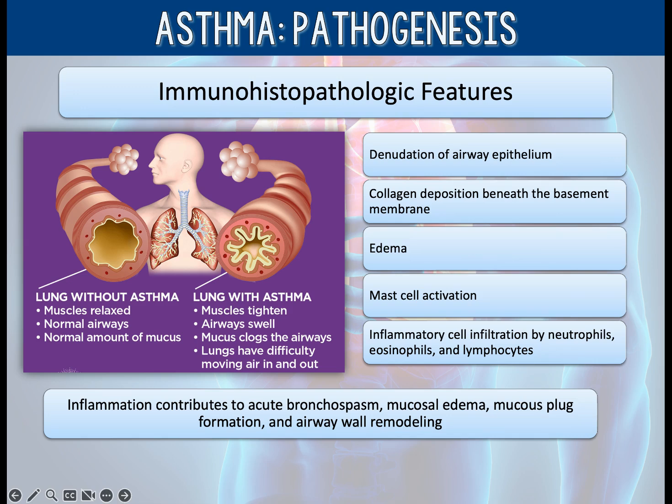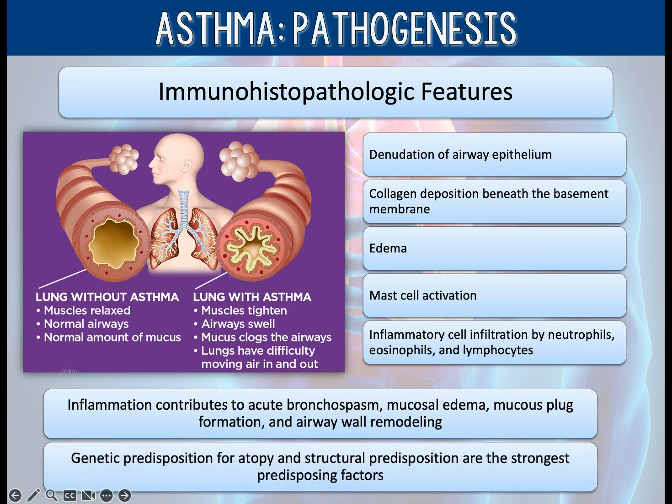But in asthma, you have these muscles that are tightened, the airways are swollen, and so there's hardly any room for any air to get through. And some patients just have a genetic disposition and predisposition, unfortunately, to asthma.